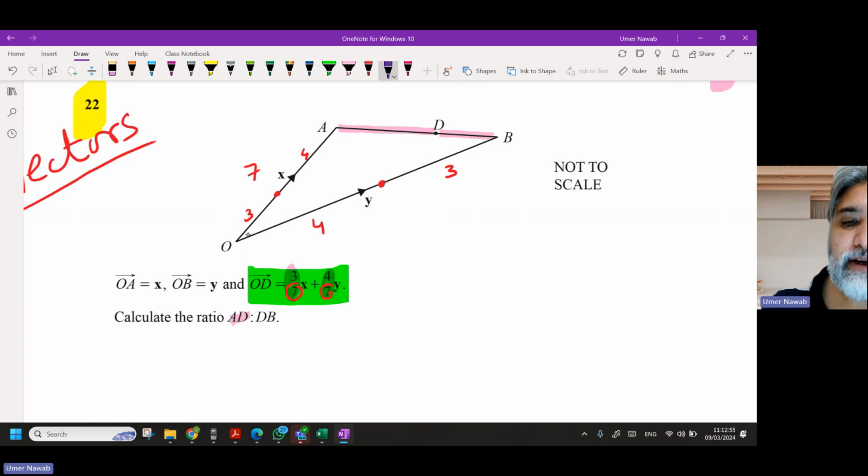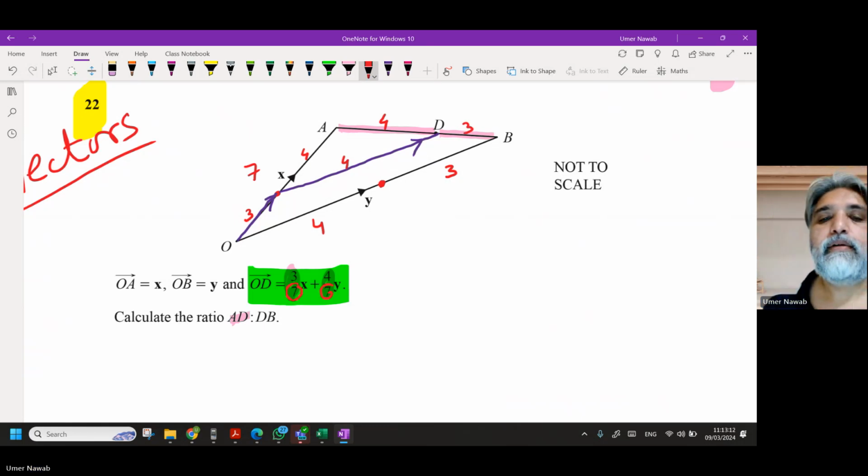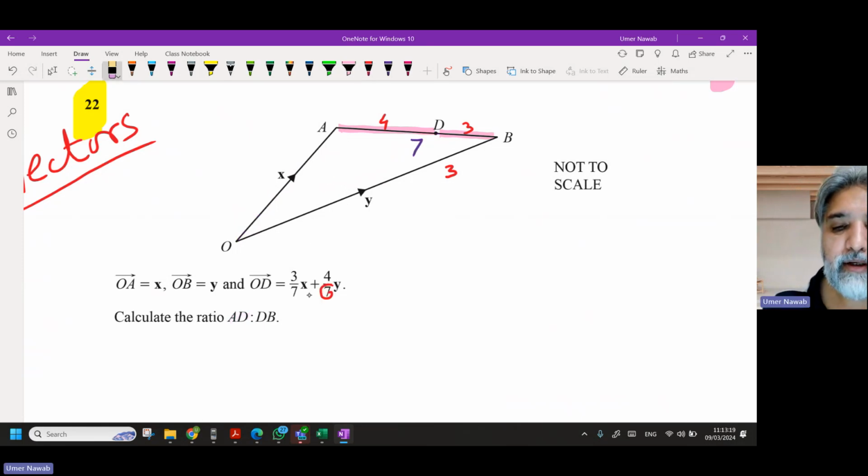So OD vector will be how much? Just draw that. I hope it is clear. So this is 4, this is 4, this is 3. Look at the similarity of the two figures. Again, I will explain it again so that you can understand it more.